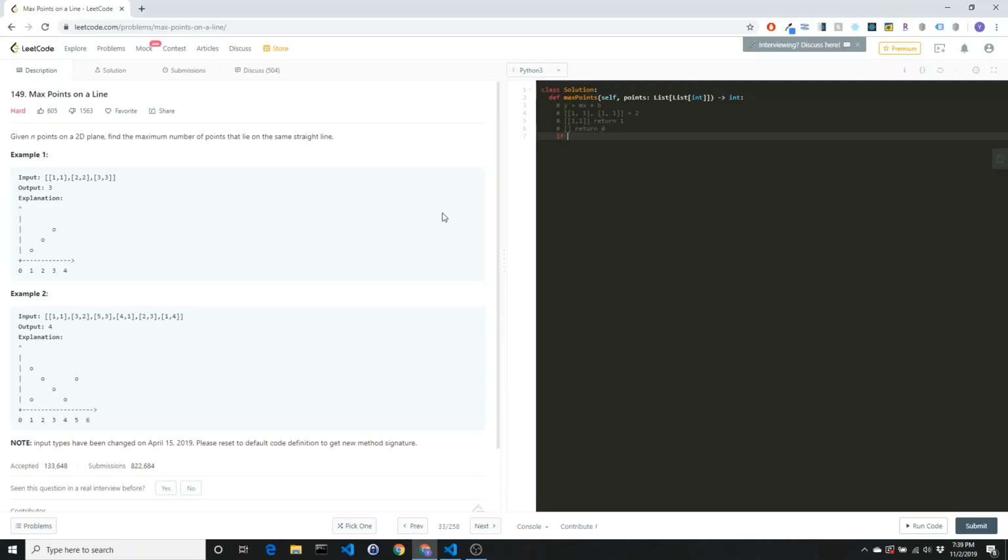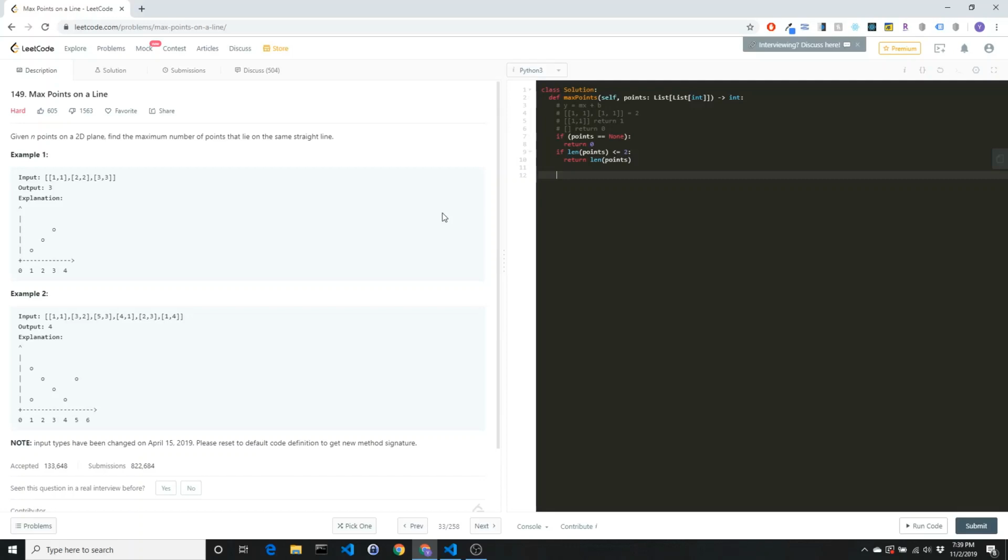What we can do is say if the length of the points is less than or equal to 2, then we just return the length of the points. And if points does not exist, in Python we would do if points equals None, then return 0, because there are no points. So now we're in the case where we can have more than 2 points, and we can start performing our algorithm.